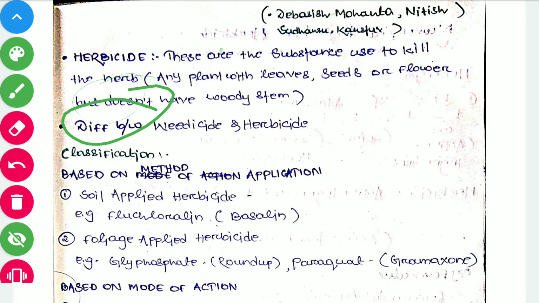Here we have used herbicide instead of weedicide. Why? Because weedicides are used to kill the weeds only, but herbicides are used to kill our wanted plant, that is our crop, as well as our unwanted plant, that is weeds. So here we have used herbicide because the herbicide may kill the wanted plant, that is our crop, and our unwanted plant, that is weeds.